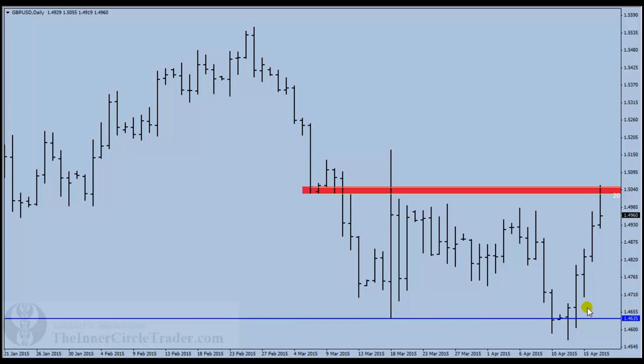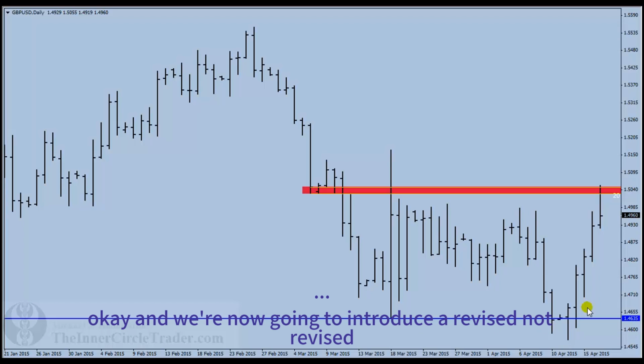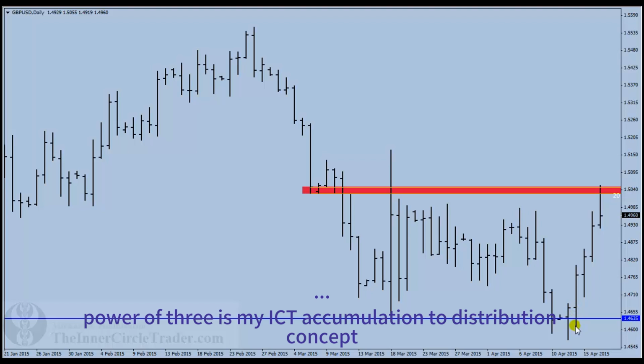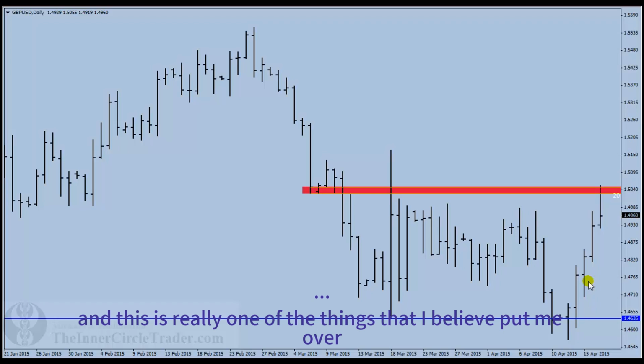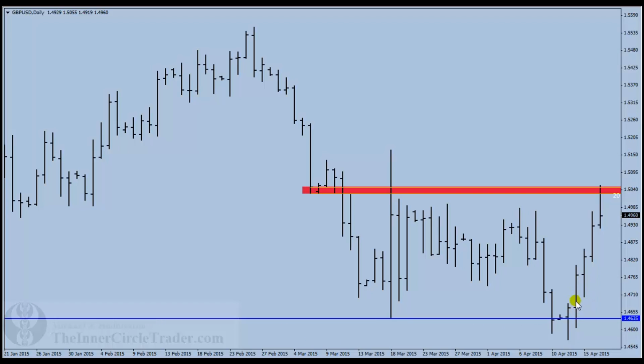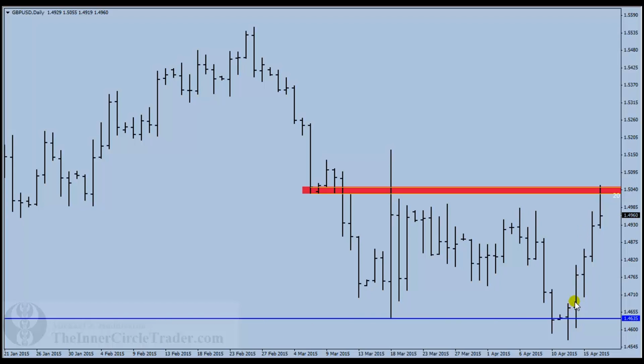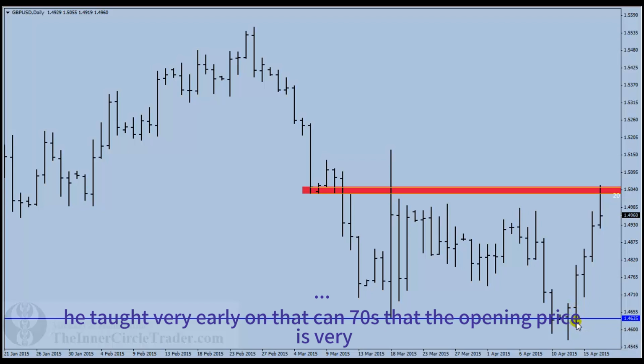Larry had this idea that he taught very early on, back in the 70s, that the opening price is very, very important. And on big range days, very rarely does it work both sides of the opening price a whole lot before it takes off. Generally, what will happen is it'll open, move up or down a little bit. Okay, and then once it makes its low, whatever it would be, he doesn't have anything to really define that, and that's where I came in and filled that void.